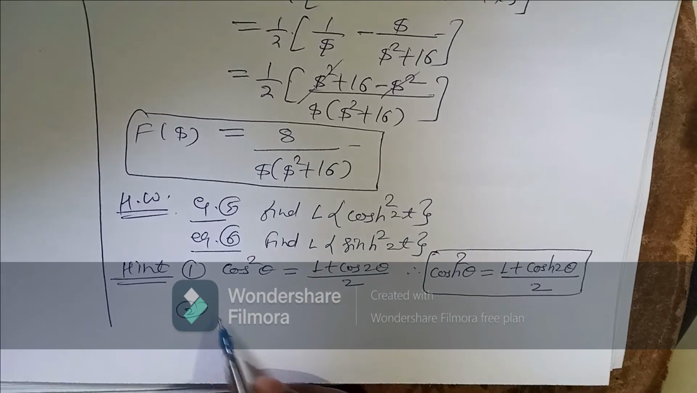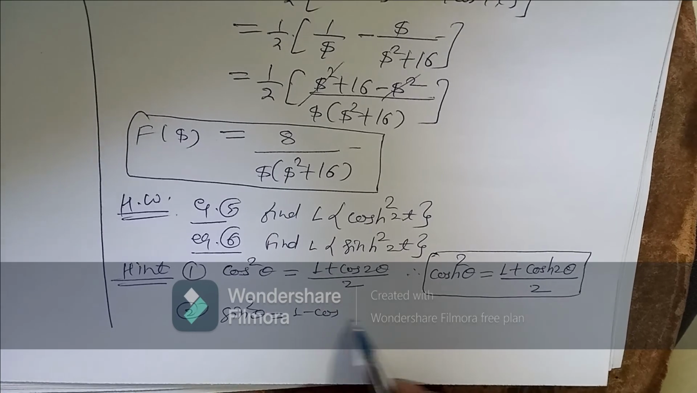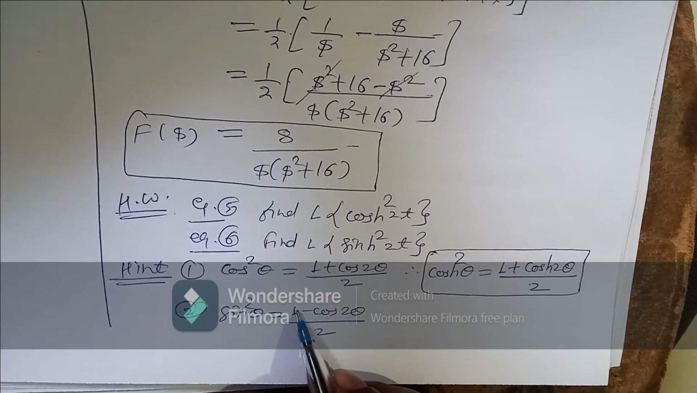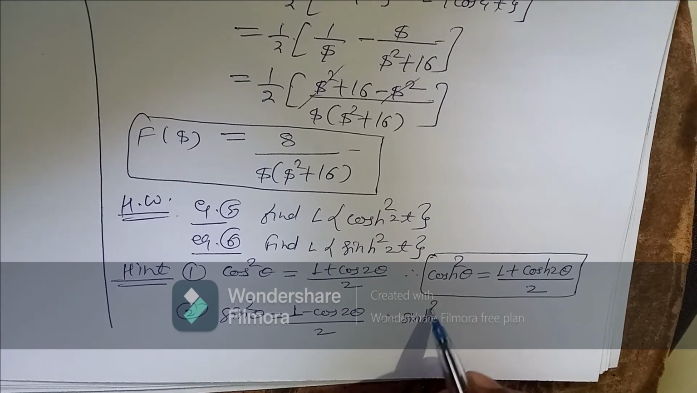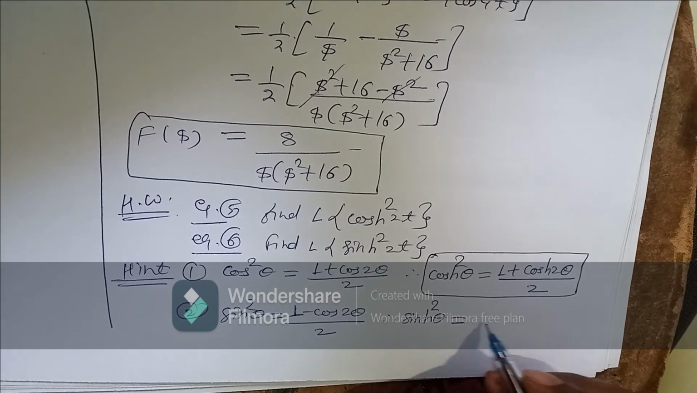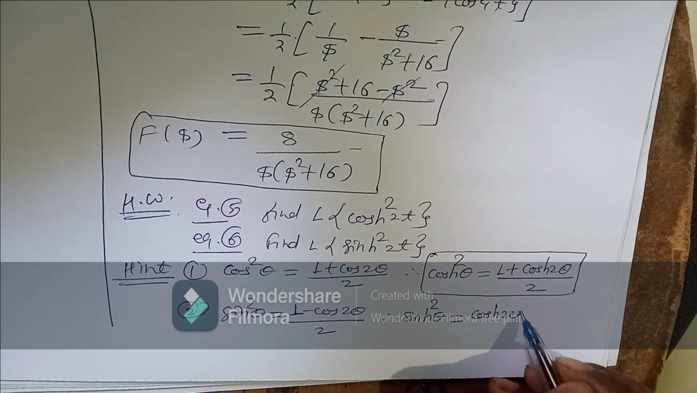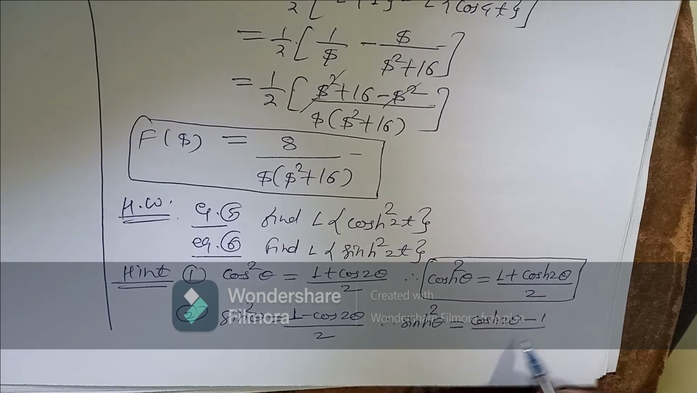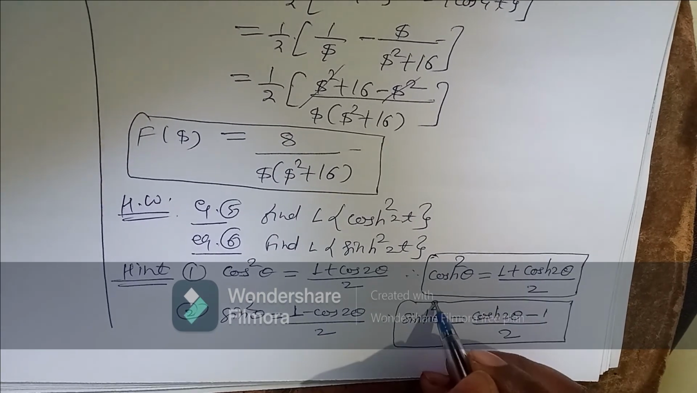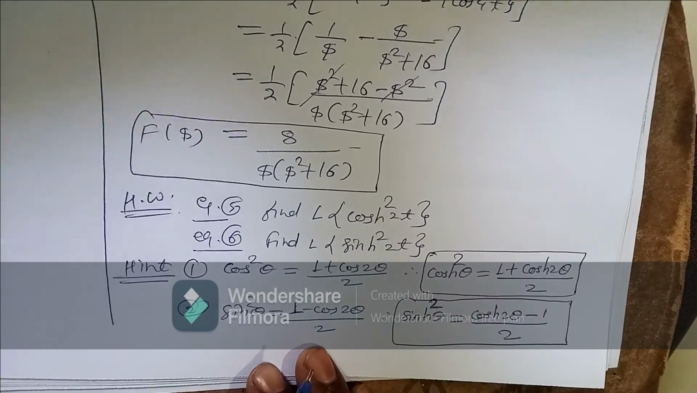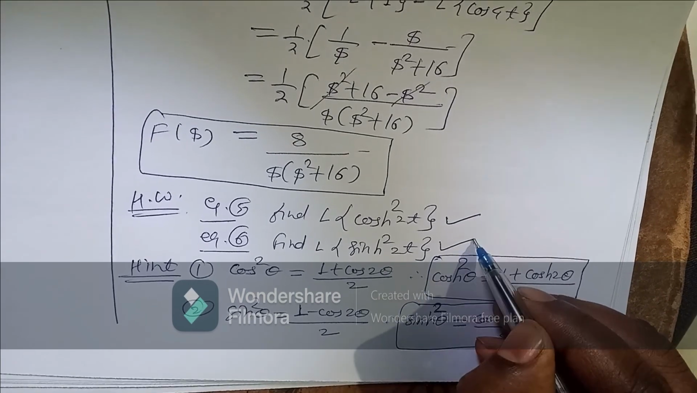And second hint, we know that sin square theta is equal to 1 minus cos of 2 theta divided by 2. But here there is a change. So what is that change? Sin hyperbolic square theta is equal to, this will be reverse, so that is cos hyperbolic 2 theta minus 1 upon 2. This is the change. And by using these formulas you can definitely solve these particular examples, example number 5 and example number 6.